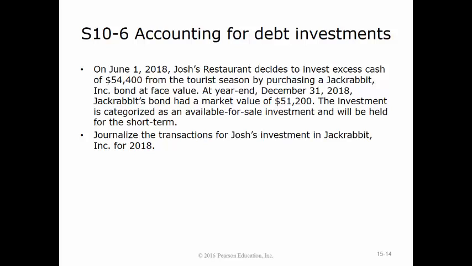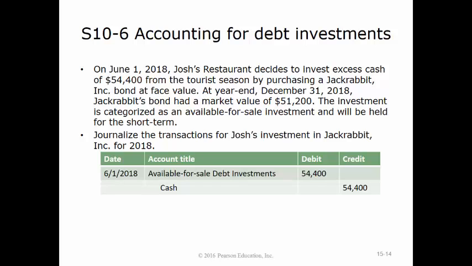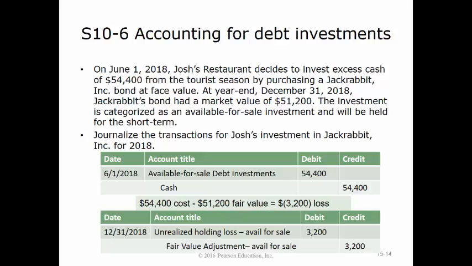For 2018, first, we will record the investment purchase by debiting available-for-sale debt investments for $54,400 and crediting cash for the same amount. Next, we will record the fair value of the securities at the balance sheet date. The problem states that the bonds have decreased in value from $54,400 to $51,200 at December 31st, 2018, resulting in an unrealized loss of $3,200 on the Jackrabbit bonds. To record the fair value adjustment, we debit unrealized holding loss available for sale securities for $3,200 and credit fair value adjustment available for sale securities for the same amount.